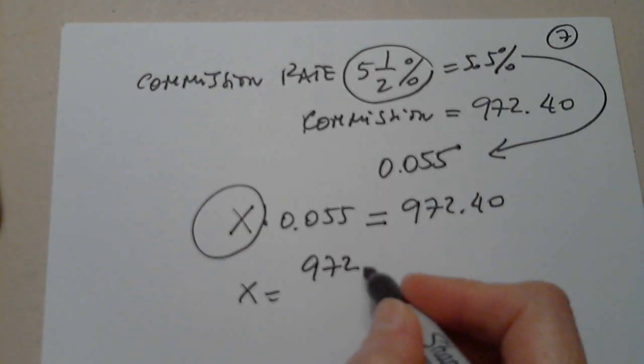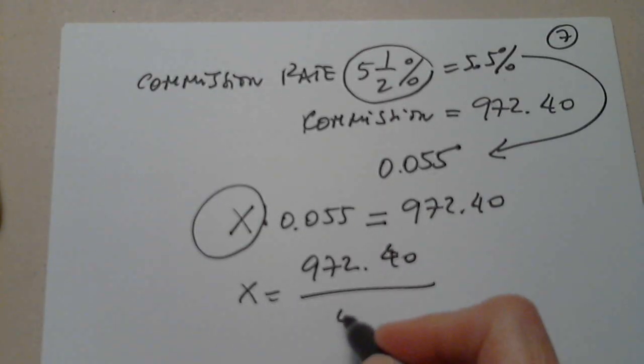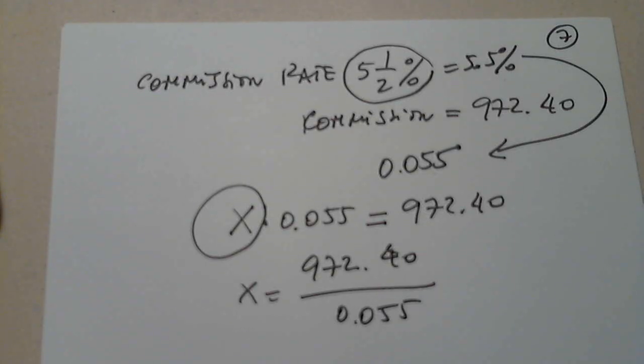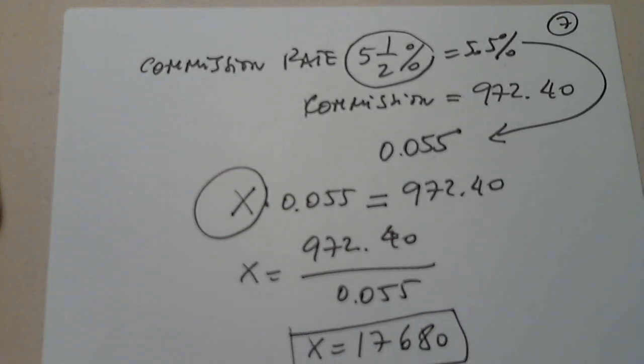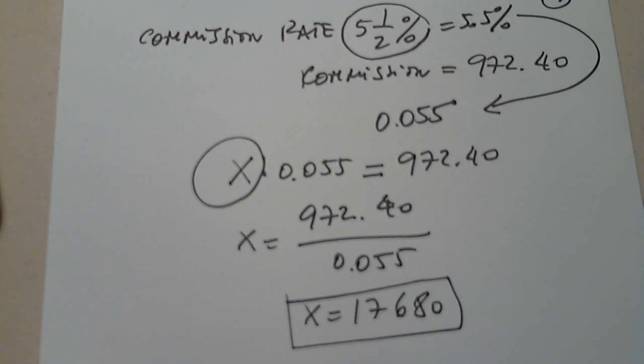So 972.40 over 0.055. With the calculator, I have 972.4 divided by 0.055, and I sold 17,680. I sold units with a total sales price of 17,680. And you can say, show me.